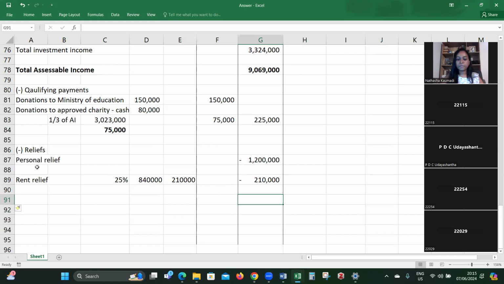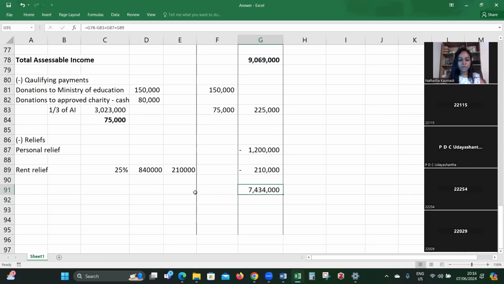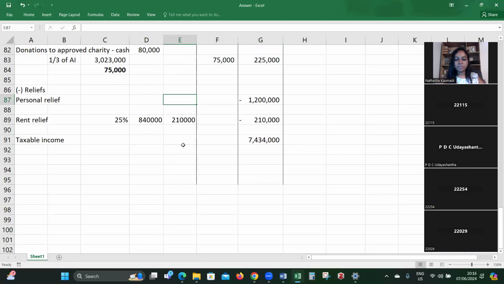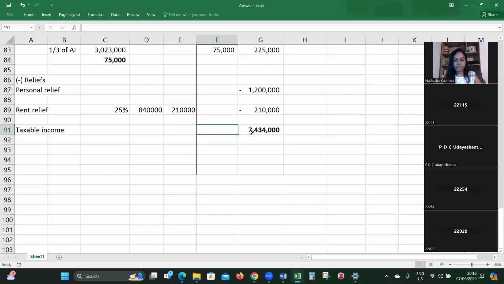Now you can take the total assessable income minus the qualifying payments minus the personal relief and the rent relief. You have 7,434,000. You call this taxable income. Okay, so this is the taxable income, 7.4 million average.